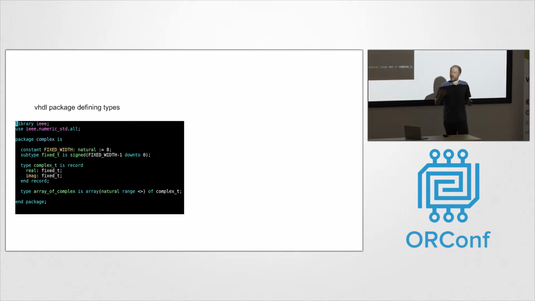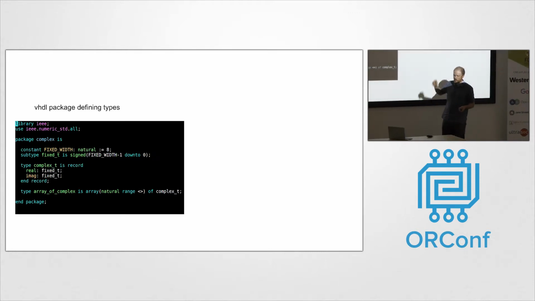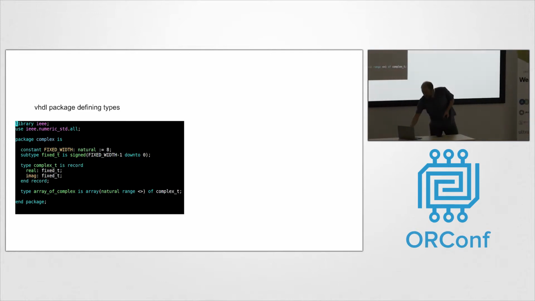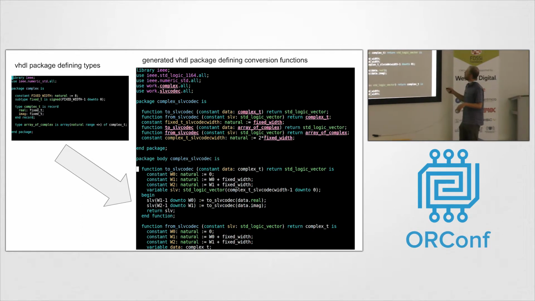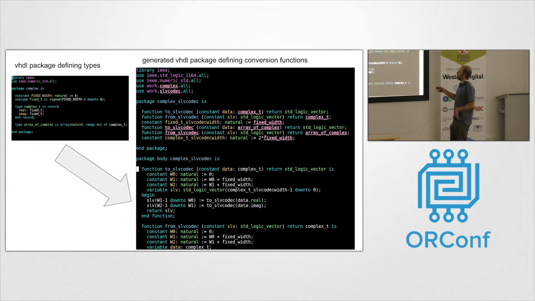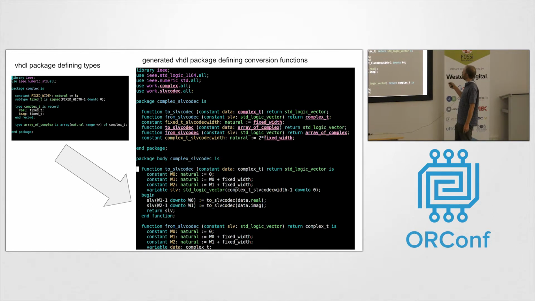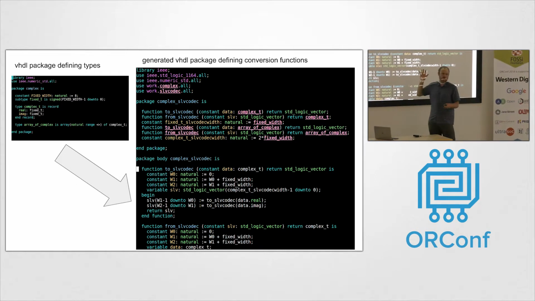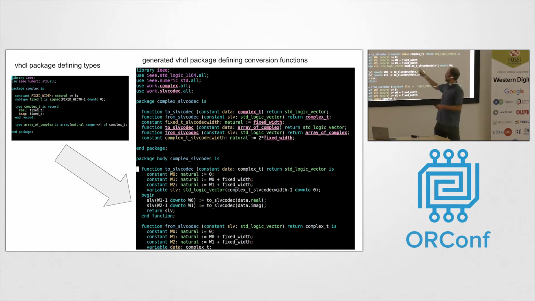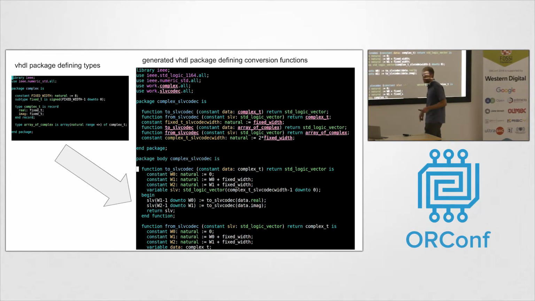So what slvcodec will do is it'll just parse this file. I stole the VUnit VHDL parsing code and modified it a bit. And then that'll generate, this is just the top of the file, something like this, where it's going to define a whole bunch of these to slvcodec and from slvcodec, all these mappings of your VHDL type to standard logic vector. So that way you can just run this over all the packages and just automatically have all these conversion functions.